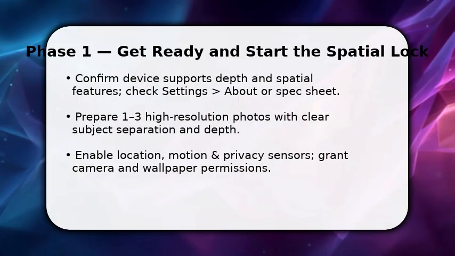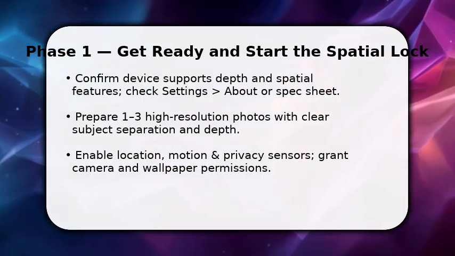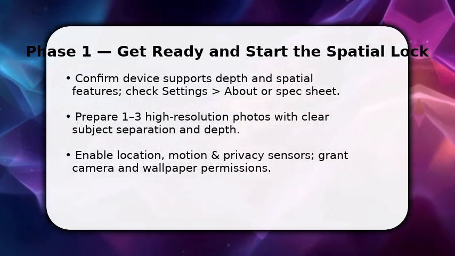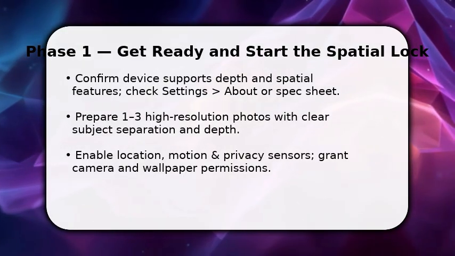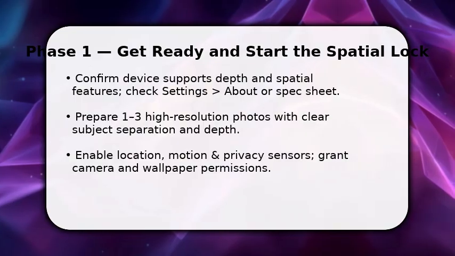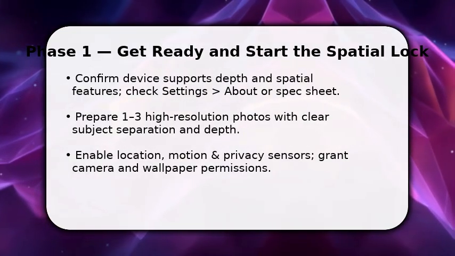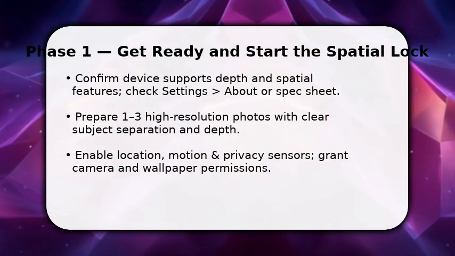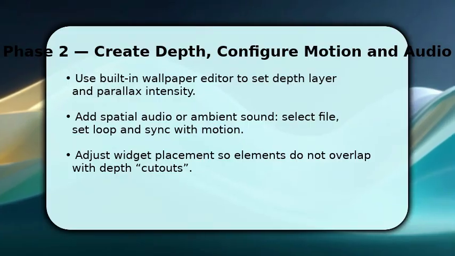You start now by verifying hardware and permissions. Do not pause. First, make sure your device supports depth mapping and motion sensors, then enable camera, motion, and wallpaper permissions. Once done, pick 3 photos that have a clear foreground subject and background contrast. These create the depth effect. Transfer them at full resolution to your phone. Avoid compressed copies. Finally, open the wallpaper editor immediately and choose the photo to begin depth extraction and preview the spatial behavior.